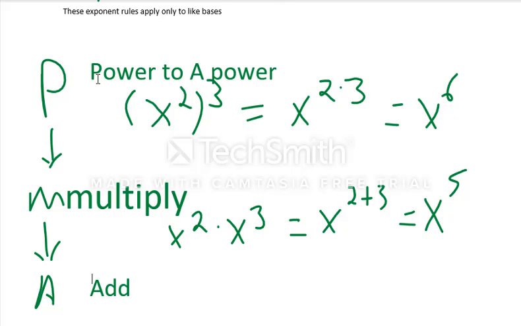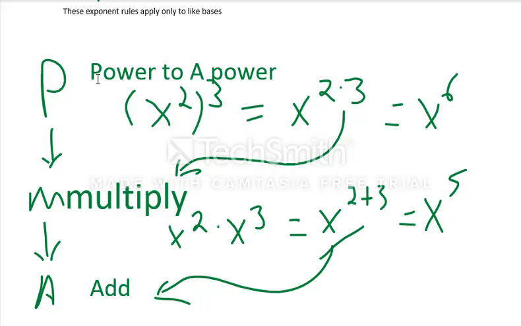So what we're looking at, if we have a power to a power, if we have parentheses, we multiply. If we multiply with powers, we add the exponents. All right, so power to a power, multiply the exponents. Multiplying the two terms, we add the exponents.